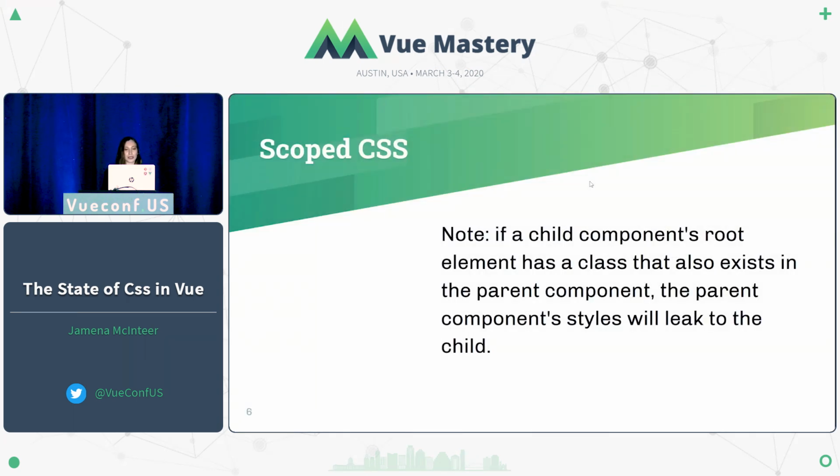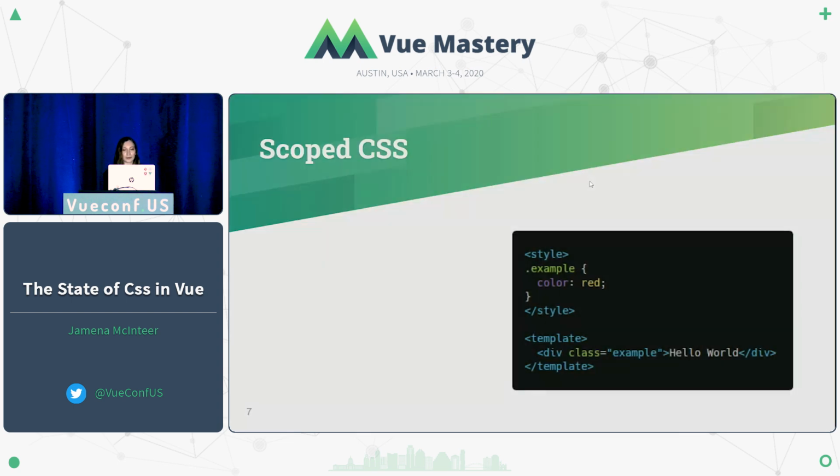So note that if a child component's root element has a class that also exists in the parent element, then the parent component styles could leak to the child component. So this is a case where it might be useful to adopt a CSS methodology, which I'll cover later, so that you have less leakage, you have more control over your styles, and you don't have these generic classes that end up somewhere you don't intend, and you have unintended consequences, unintended styles, because you're using generic styles. So again, I'll cover CSS methodologies later.